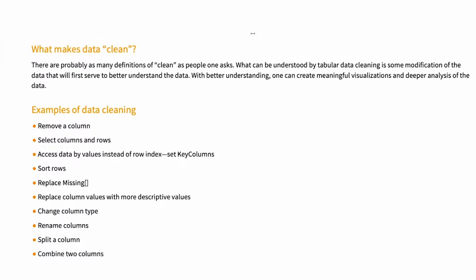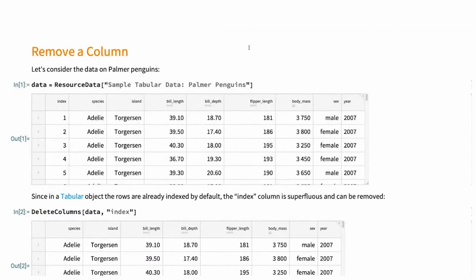Some examples of data cleaning may be selecting rows and columns, so how to access the data that we are interested in, how to sort, how to replace the values, and then how to deal with columns structurally in a way. So let's start here. How to remove a column. And when can this be useful?